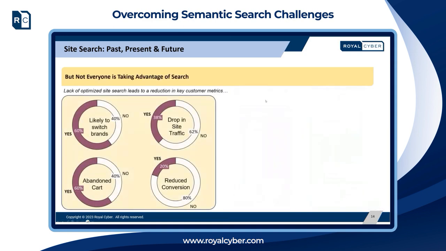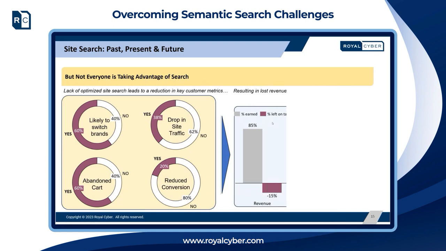Not everyone is taking advantage of site search. You know, lack of optimized site search leads to a reduction in key metrics as well, such as in our research and work, we have seen about 60% of customers saying that they would consider switching brands if they found a better site search experience elsewhere, or more direct impact, such as drop in site traffic, cart abandonment rates, and reduced conversion. What that means is that retailers are leaving money on the table by not optimizing for their site search.